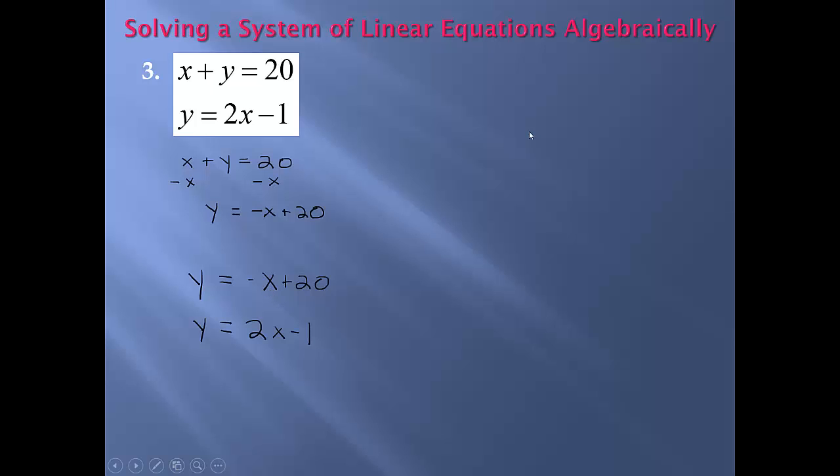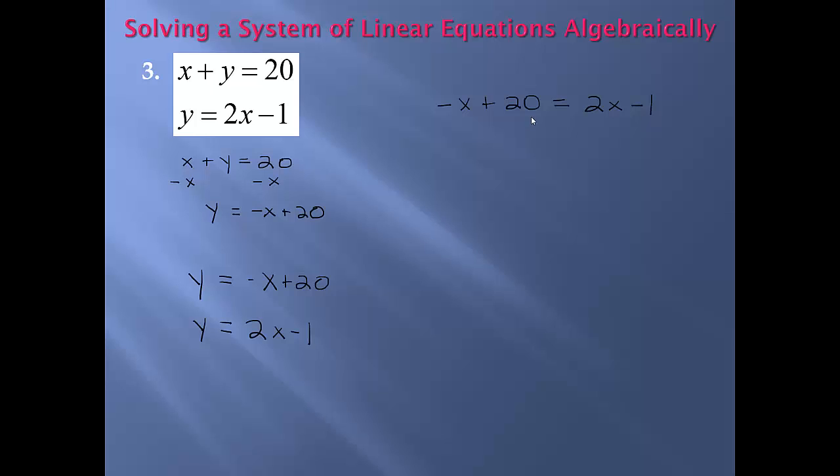negative x plus 20 is equal to 2x minus 1. We basically just replaced this y with the 2x minus 1. We know that both the right side of each of our equations is equal to y, so they must be equal to each other. Now we can solve the equation we made here.